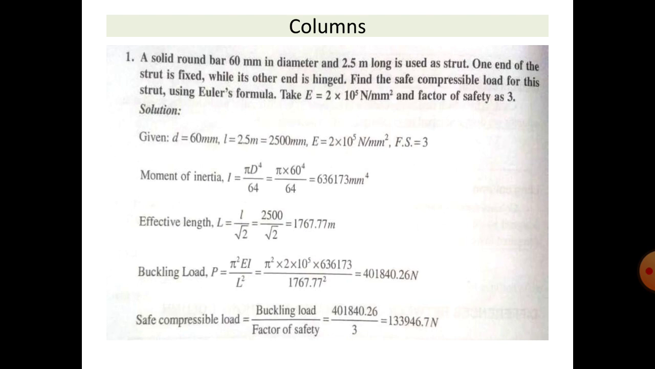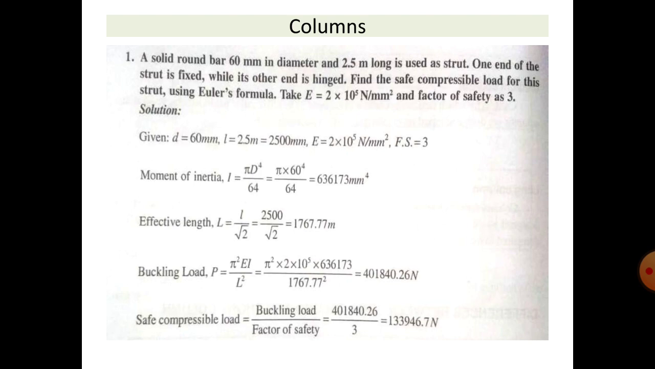In the formula, pi square EI upon L square, E is given, L is given, pi is constant. So what is not given? I is not given, so you have to calculate this I. What is I? It is the moment of inertia. For round bars, what is the moment of inertia formula?